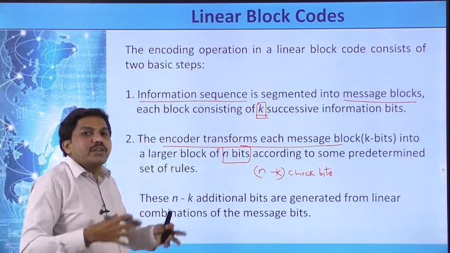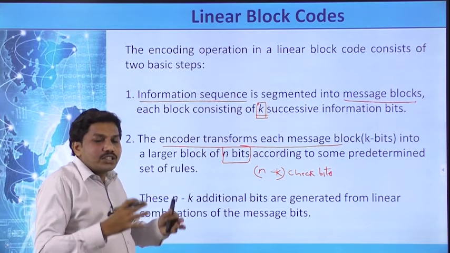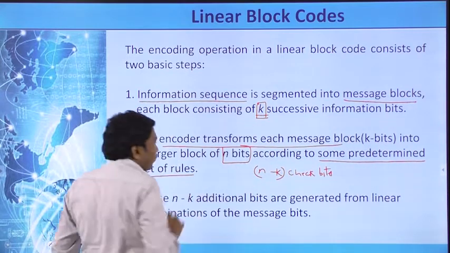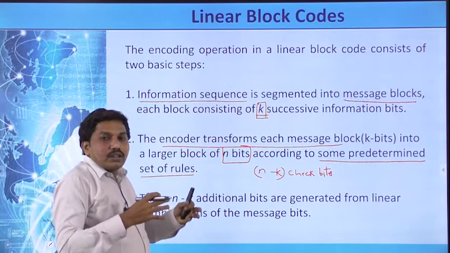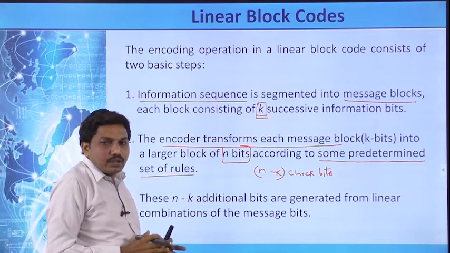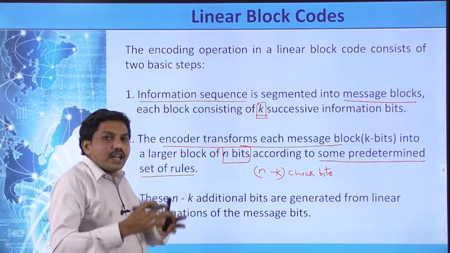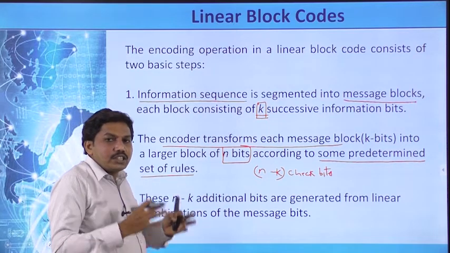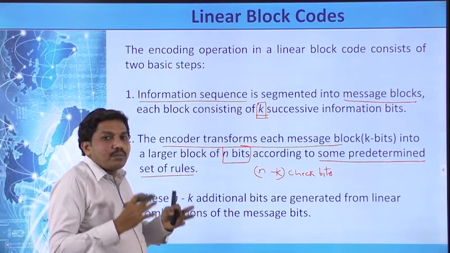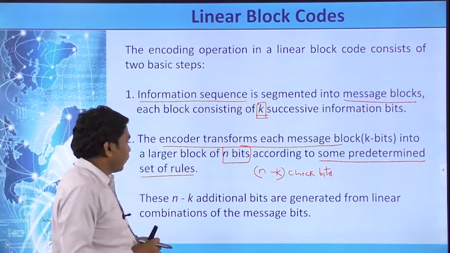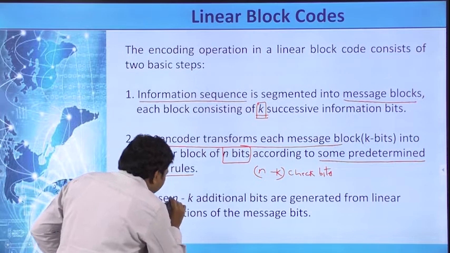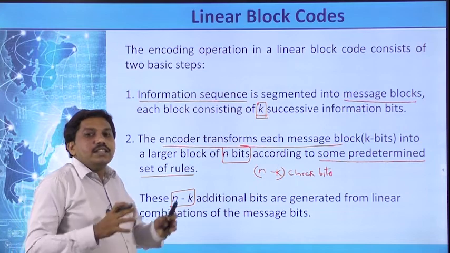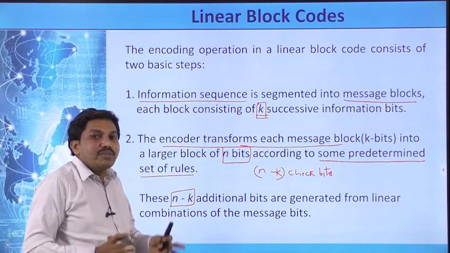How to add these n minus k check bits? These check bits are added by some predetermined set of rules. That is very important. The message block size is k bits. The output of the channel encoder consists of n bits, by adding n minus k check bits. So these check bits are added by some predetermined set of rules, right? That indicates how to generate these n minus k additional bits. These n minus k check bits are derived from the message bits only.